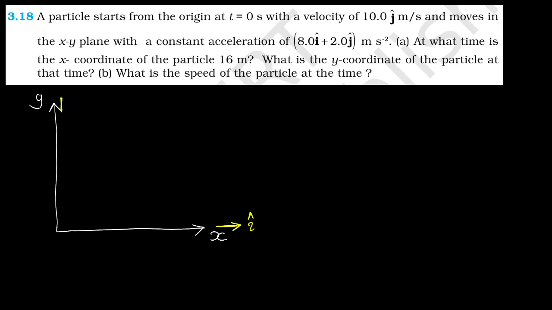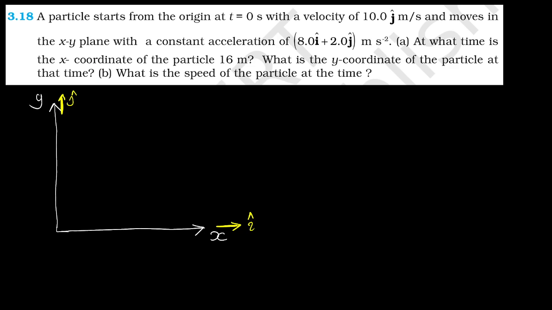J cap I have already introduced. It is 1 unit movement. 1 unit movement along the y-axis is denoted as j cap. K cap is the 1 unit height, increase in height. 1 unit increase in height above the ground is k cap, but k is not mentioned in the question.